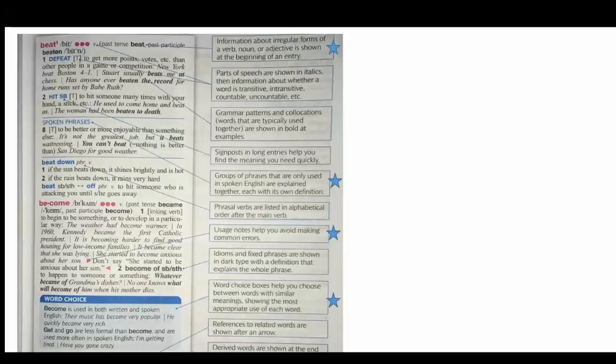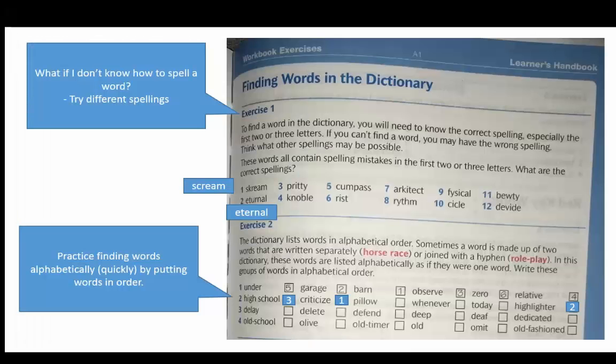Now we're going to go into the middle of your dictionary. There's some practice. So if you go to the very middle, there's like a blue line all the way down the middle of your dictionary, and it's a learner's handbook. And there are some exercises and some activities that are helpful for us. We're just going to review some of them very quickly.